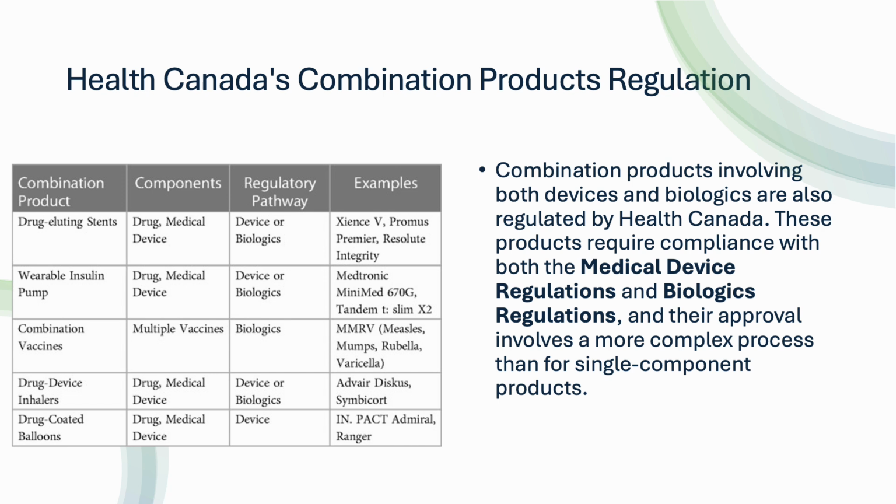The last type of combination product can be drug-coated balloons. Now, what are the components again? Drug and medical device. What is the regulatory pathway for the registration of this combination product? It is the device, and the example is of course Impact, Admiral or Ranger.